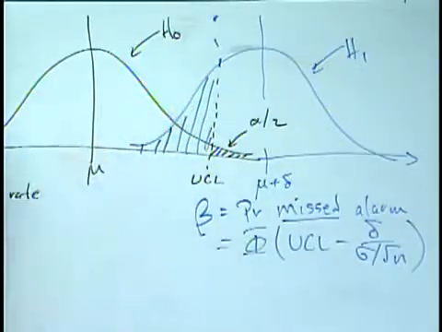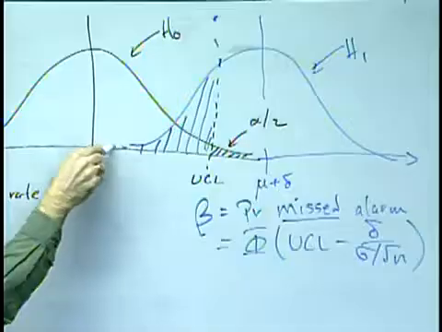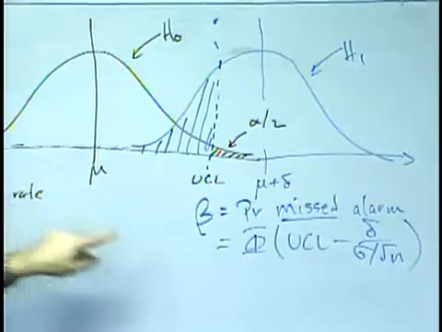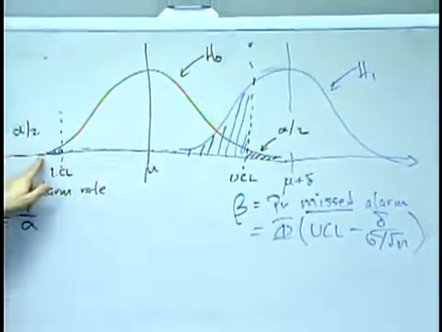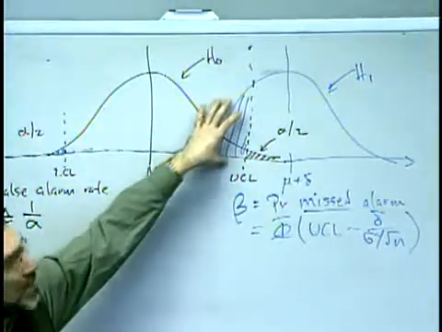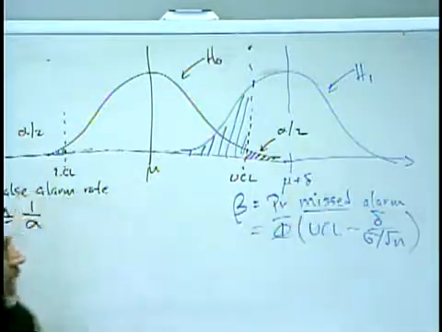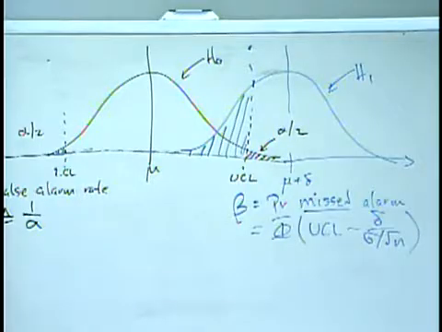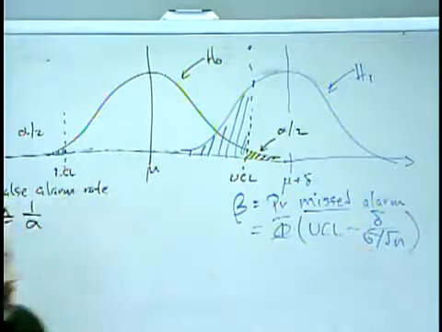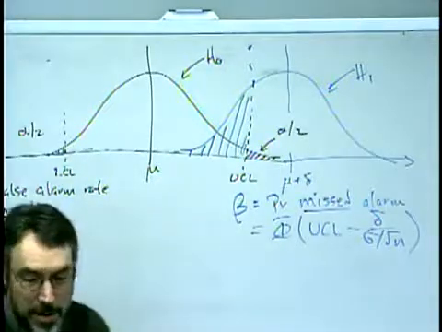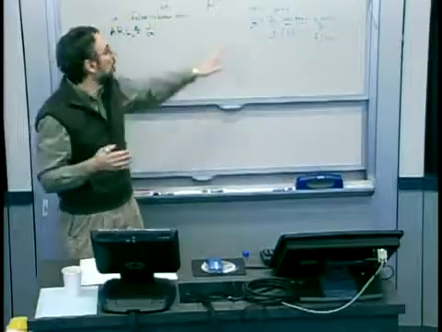To be really careful, I should also subtract off this tail, this part right there, because if I got something way out there, I would call it a failed part. And so my beta is slightly smaller than this. But as I've drawn it here, I'm really only worried about this part of the tail. But there is the other part, a lower control limit plus delta, it's still a lower control limit, still minus delta over sigma over root n. Okay, great.